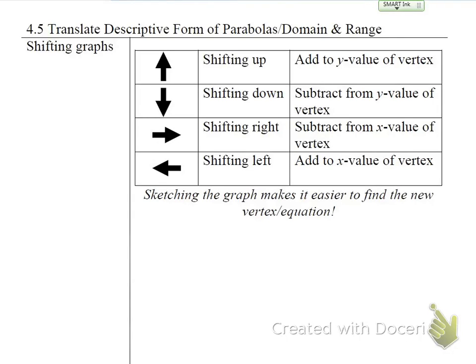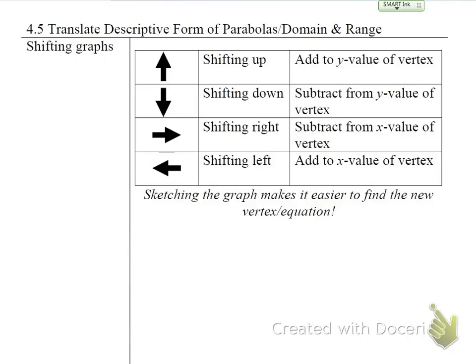Alright guys, so for 4.5 we are going to translate parabolas that are in descriptive form, and then we're also going to be talking about domain and range. So when we're shifting graphs, I have this little chart for you that is a little cheat sheet to help you on what we're doing. If you're shifting your parabola, everything starts at the vertex, so you're always looking at the vertex value.